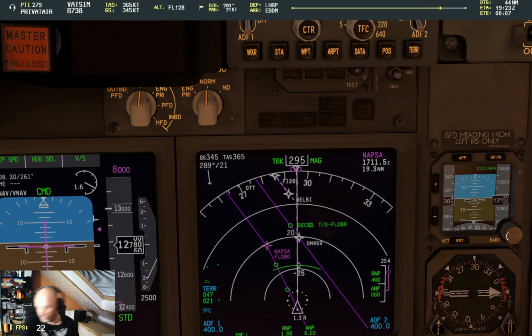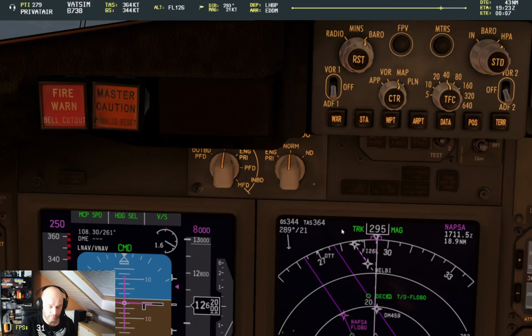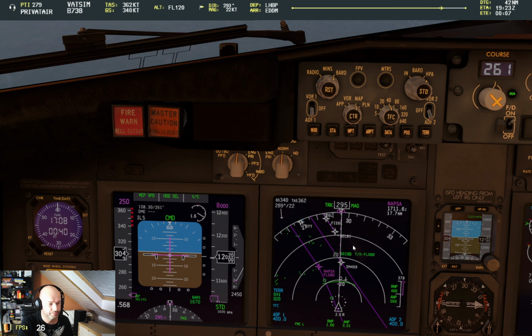So let's say QNH 1020 is preset on the small one, and we can as well preset the QNH on here on the main one, 1020. So later on, when he tells us to descend to an altitude, we can just click on standard and it will swap standard for the preset QNH 1020.